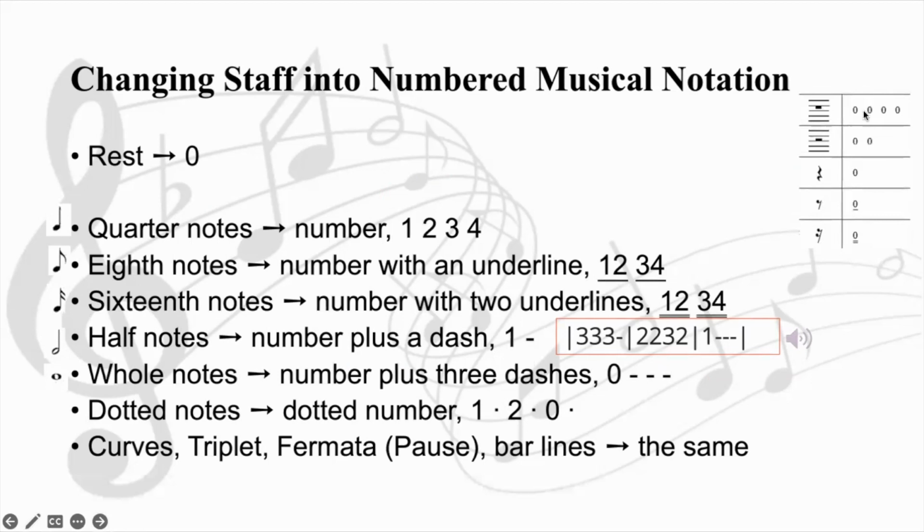Okay, here we have the example of the rest. If it's a whole rest, you will have 4 zeros, a half rest, 2 zeros, and a quarter rest, 1 zero, and so on.